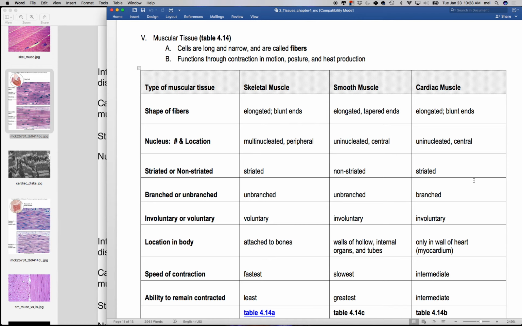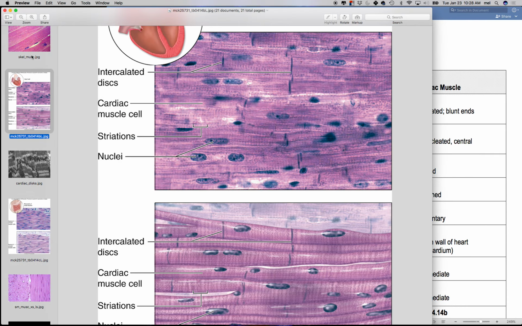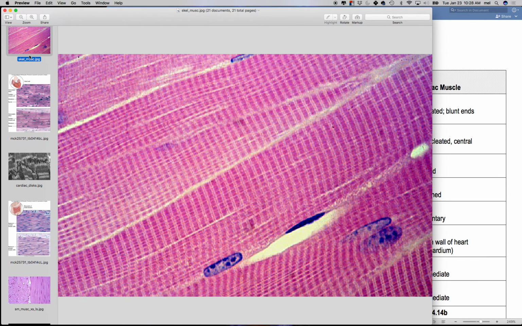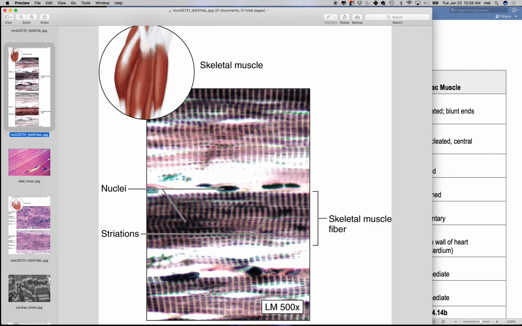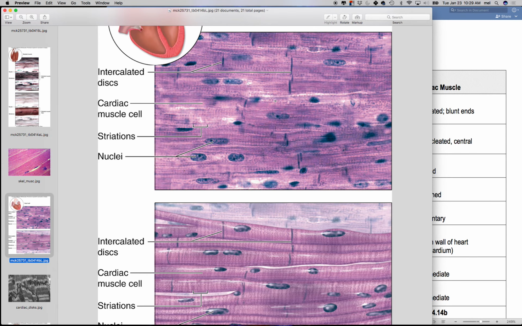Perpendicular, right? Perpendicular. These are striations. This one doesn't have striations, that's why it's called smooth. This one does. Okay? So let's look at it. Make sure that you can identify the striations. In skeletal muscle, they're really easy to see, right? Super easy, right? In cardiac muscle, they're a little more faint, but you can definitely see them. Do you see them? Okay.